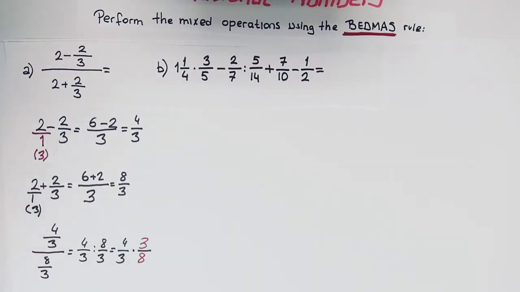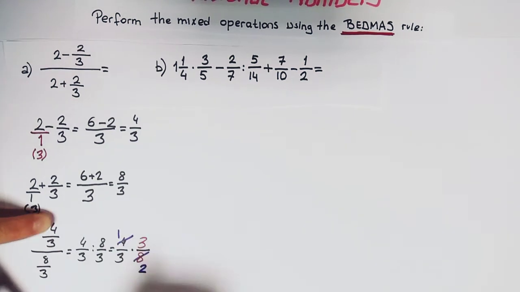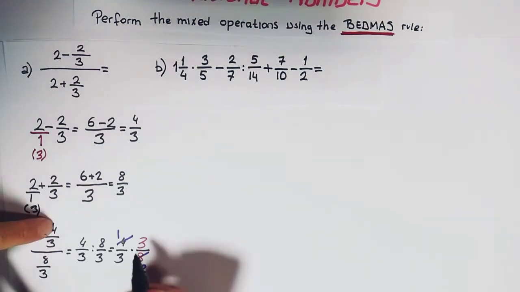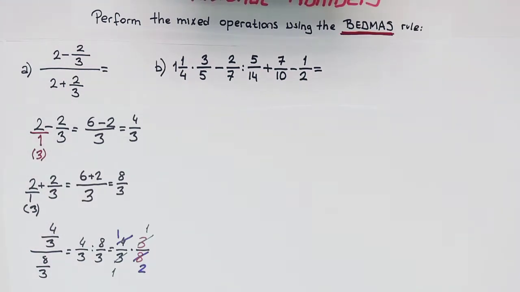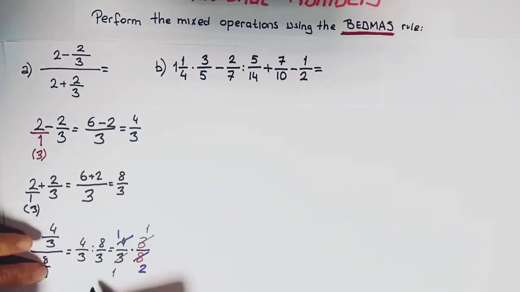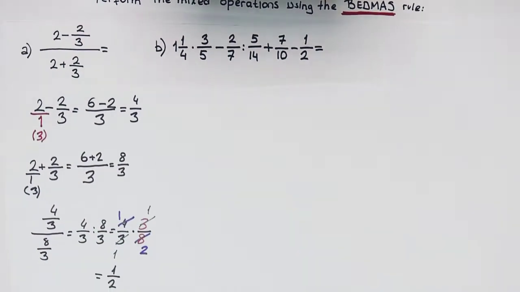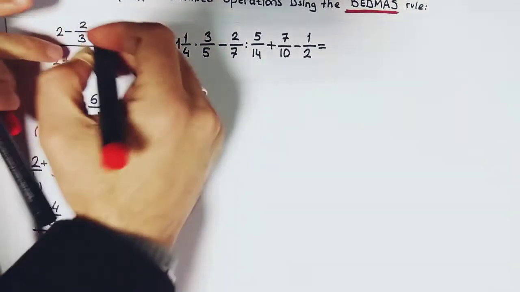And before performing this multiplication, we see that we can make simplification. Here 4 and 8 we may simplify. Here we have 2, here we have 1. And we can simplify 3 and 3. So the answer is 1 over 2. We have solved A. Yes, so the answer is 1 over 2. Let's write it here.